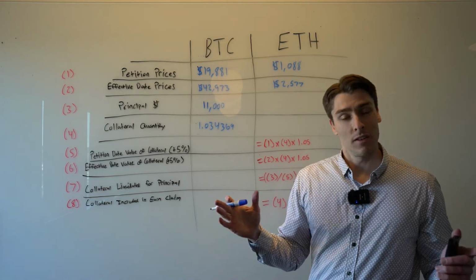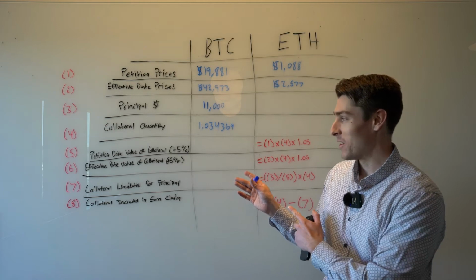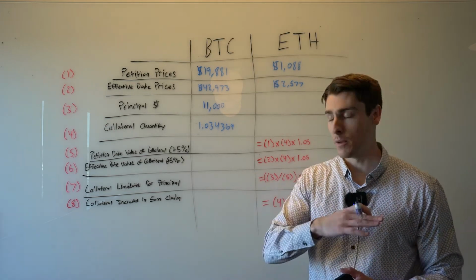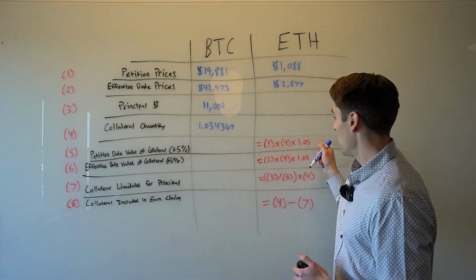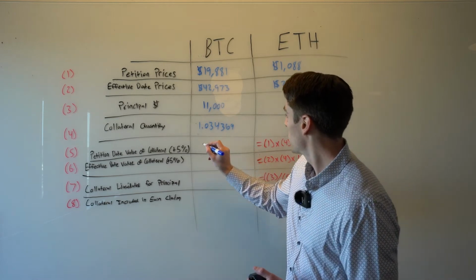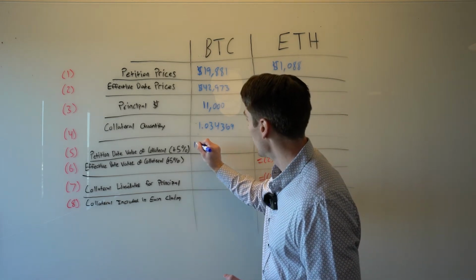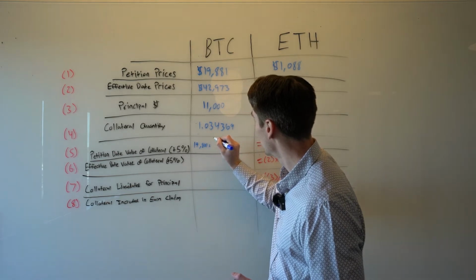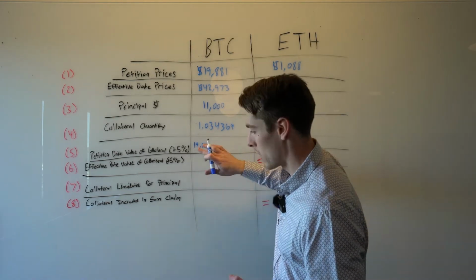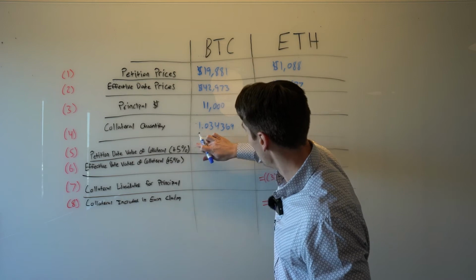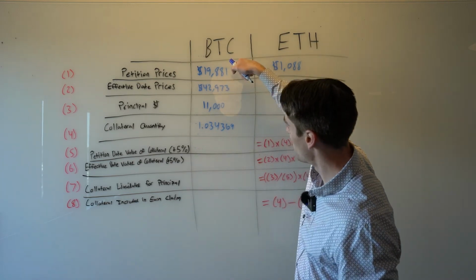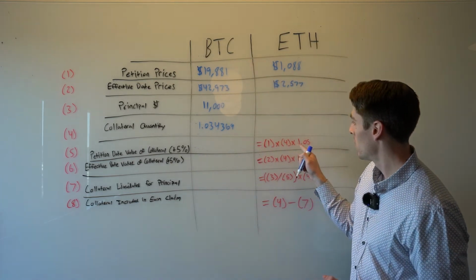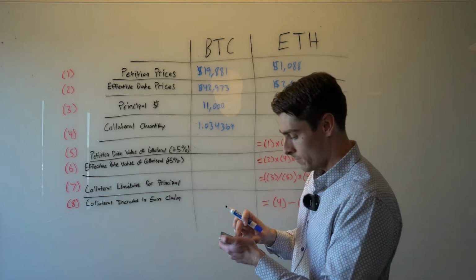But for anyone that doesn't know what I'm talking about, this applies to you. It's only if you specifically opted out. So following this formula here, it's going to be the 19,881 times, I'm not going to write the whole thing out. I don't have enough room. But basically, it's this number multiplied by this number times 1.05.